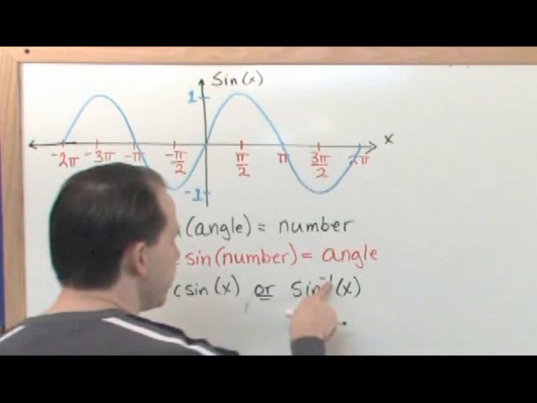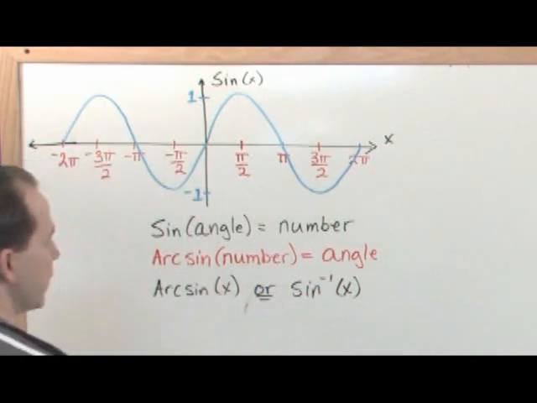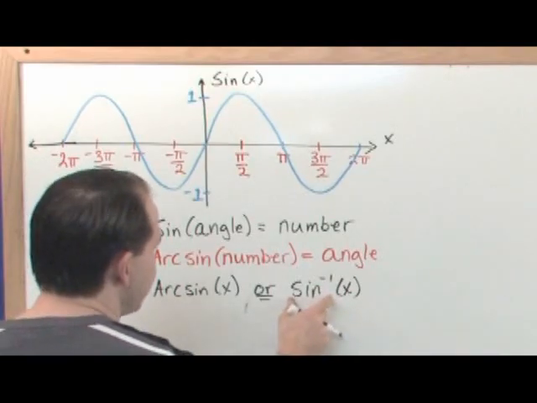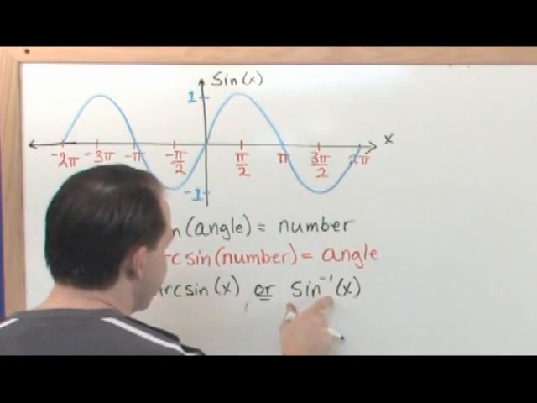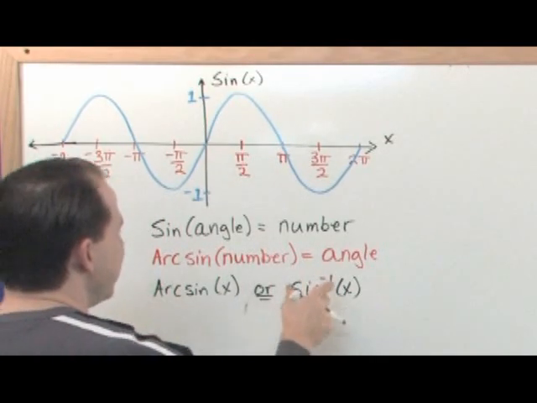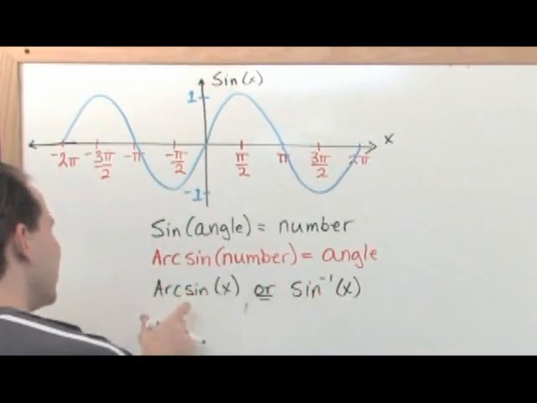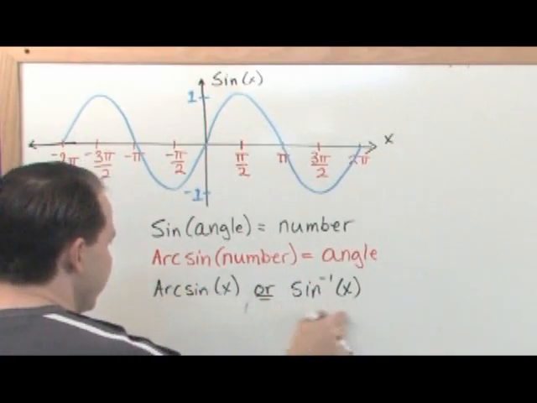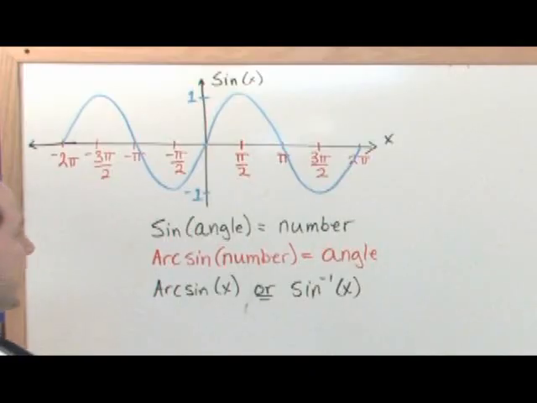And this negative 1, by the way, is not an exponent. This is not raised to a power. This is back in your algebra when you talked about function inverses. This negative 1 up here in the exponent means it's an inverse. So this arc sine, which is the same thing as this, just written with different notation, is literally the inverse of the sine function, okay?